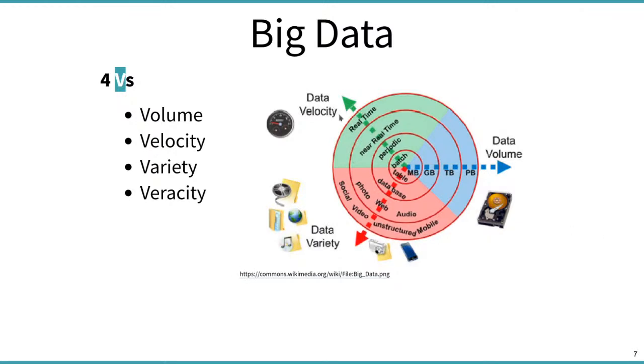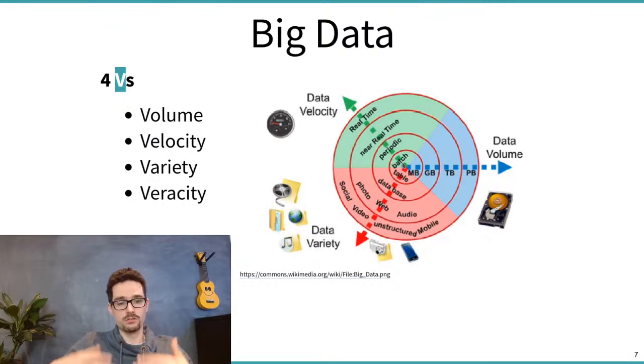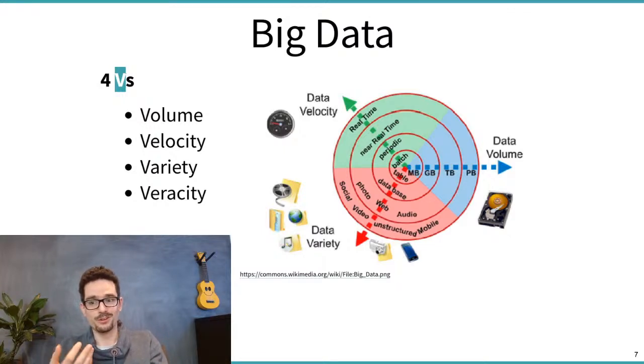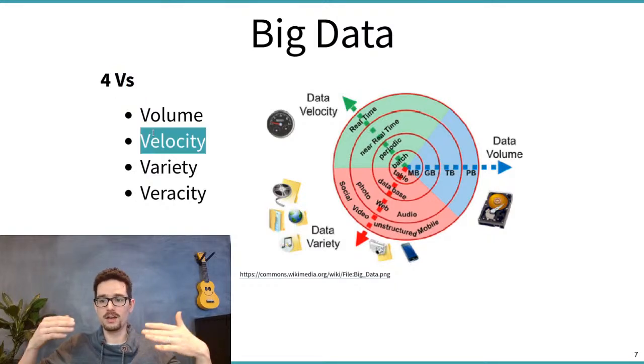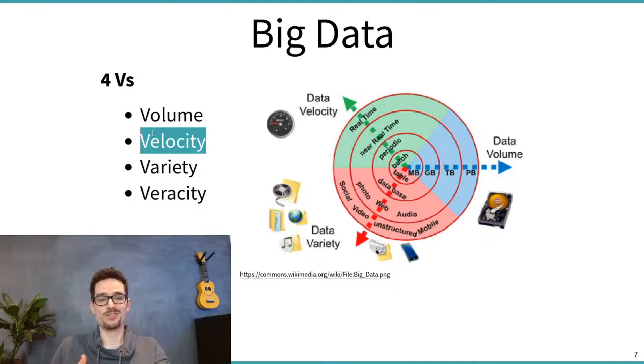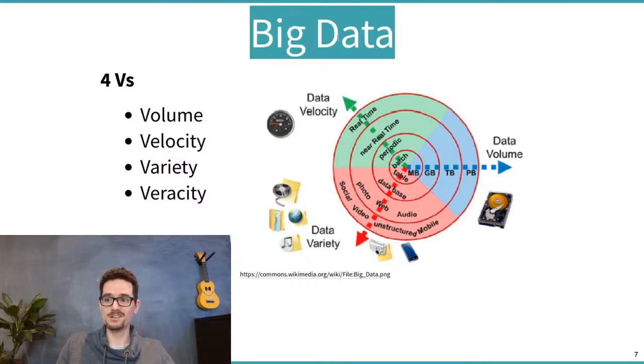Okay, velocity. There are two kinds of velocity. Velocity in data production. So a sensor system produces data every millisecond. Twitter produces data every millisecond because people are writing tweets and clicking and liking and so on. And there's also velocity on the other side, on the consumer side. So the data is there. Do you want to make real-time analytics? That's more velocity, more the definition of big data than batch processing. So these are the dimensions of data velocity.